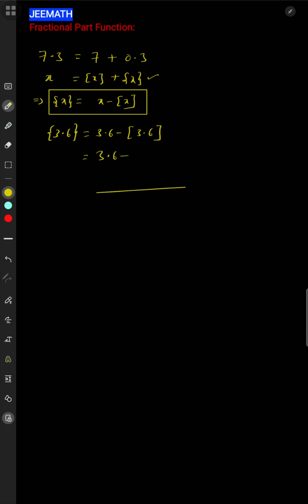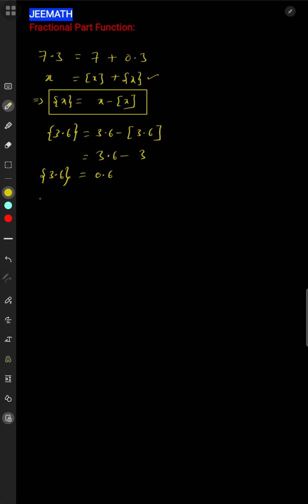Already I said that for a real number you need to take the left side integer. So what is the left side integer of 3.6? That is 3. So you need to write 3 here, so that we get 0.6 as the fractional part of 3.6. In that way, if you want to get the fractional part of any number, you need to substitute it in place of x on both sides in this basic equation.